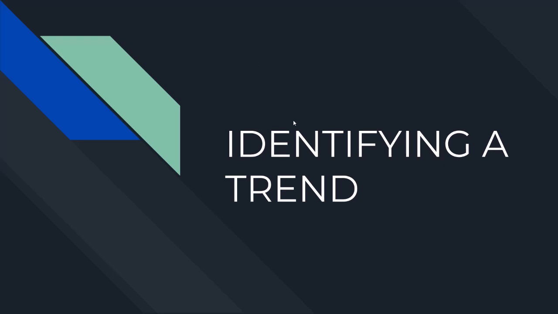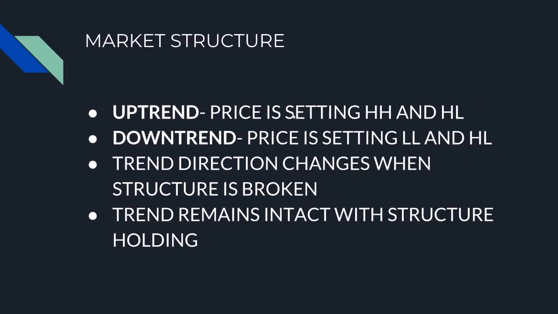The first method is market structure. Market structure is the first and one of the best methods of determining trend direction. This can be the most basic form of just looking at a chart: if price is moving from bottom left to top right, it's an uptrend. If it's moving from top left to bottom right, it's a downtrend. If price is just bouncing between a top and a bottom in the middle of the screen, then it's a range-bound trend. That's the most simple, basic identification you can use for a trend.